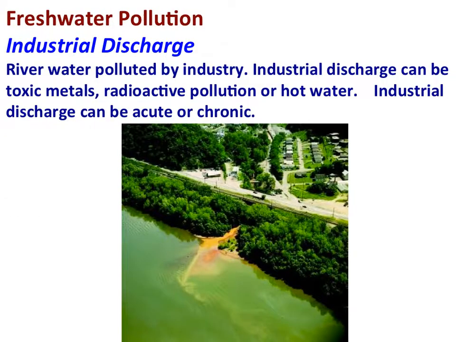A source of freshwater pollution is industrial discharge. Industrial discharge of pollutants into a river can be seen in this image. Industrial discharge could include various types of pollution, such as toxic metals, radioactive wastes, or even hot water. Industrial discharge can be acute or chronic, depending on the circumstance.